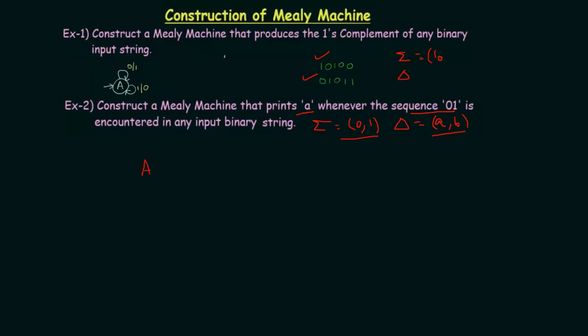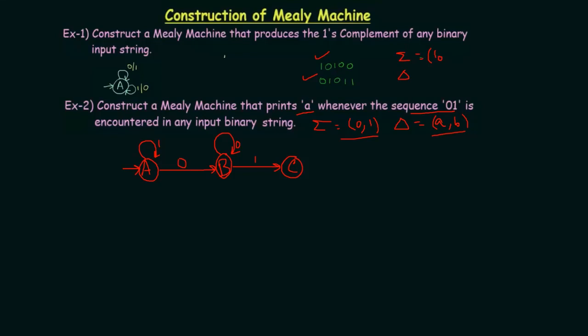Let's say this is the initial state A. In order to confirm this sequence of 0 and 1, whenever we apply 0, we go to B, and when we apply 1, we go to C. For other cases, whenever we apply 1 on A, I am giving a self loop. Whenever we apply 0 on B, I am giving a self loop. But what is going to happen if I apply 0 or 1 on C?